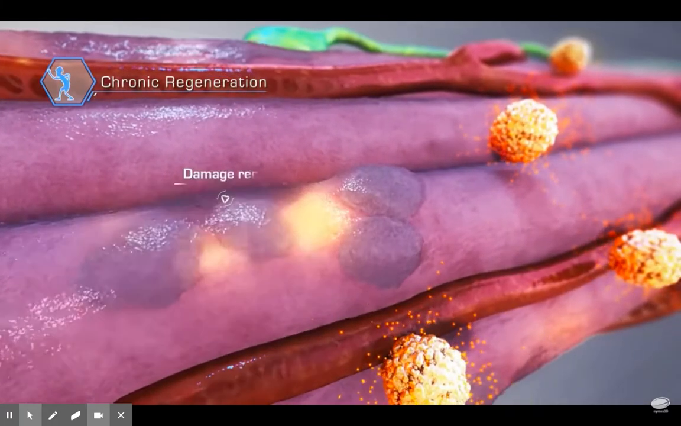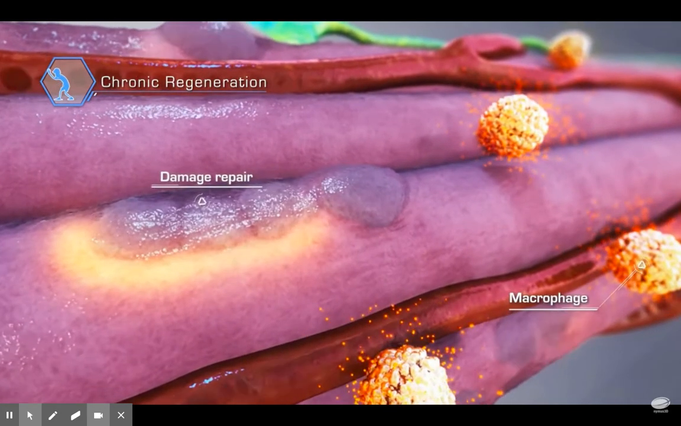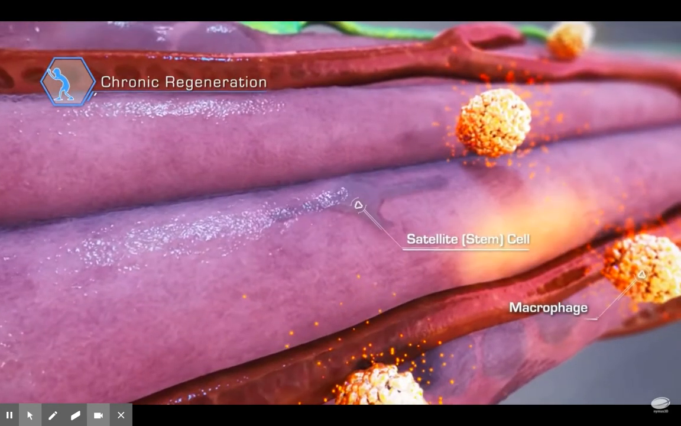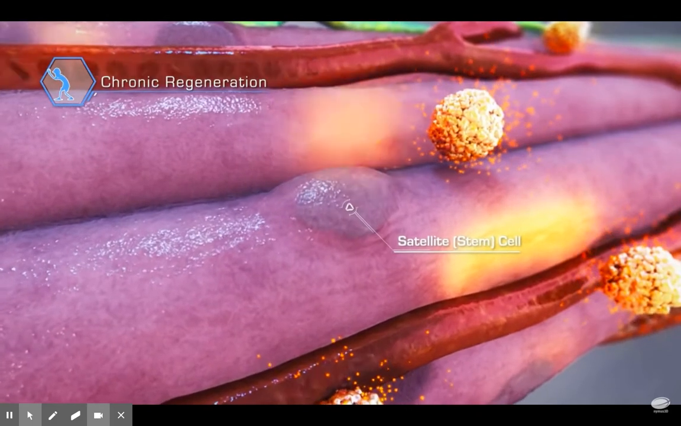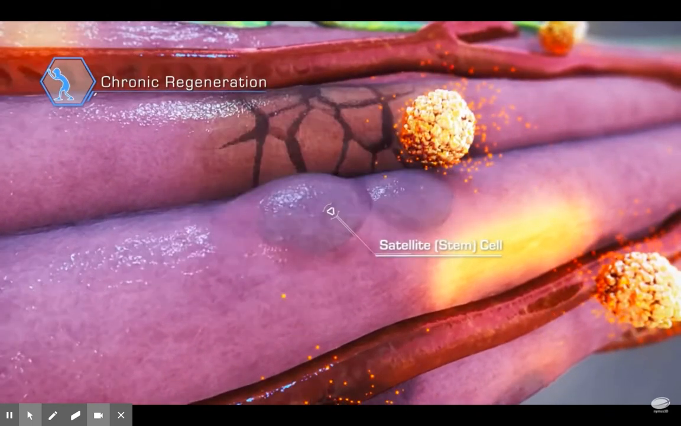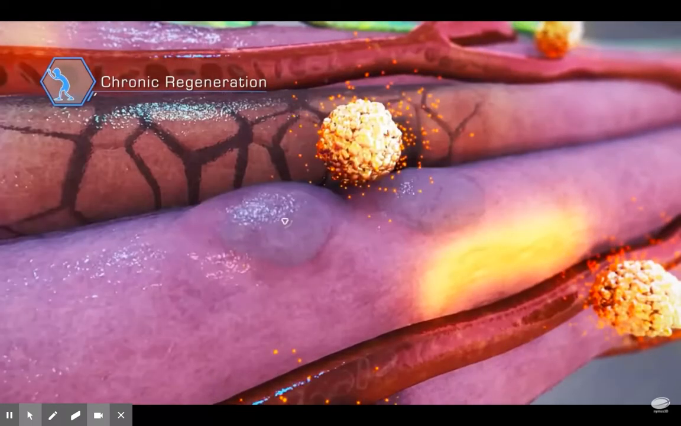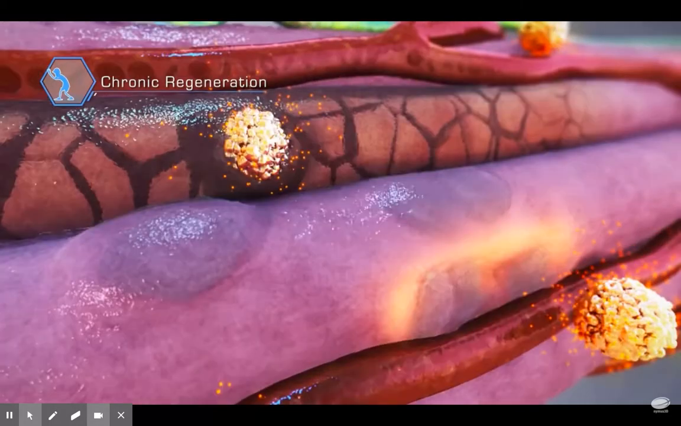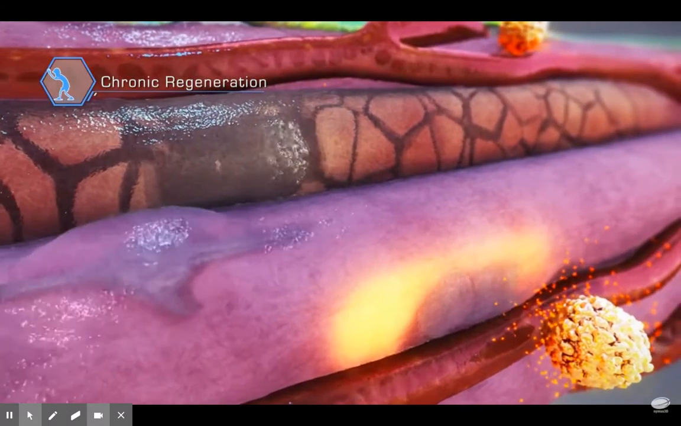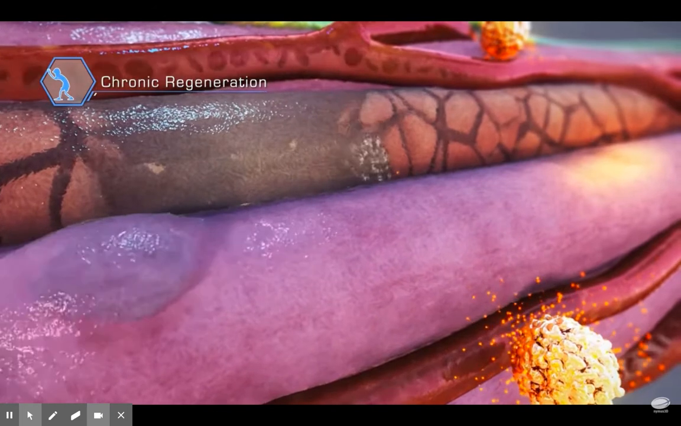A range of myopathies can trigger a state of chronic regeneration as myofibers continuously are damaged. As a result, stem cells are frequently mobilized to activate and to produce myoblasts that will repair the ongoing damage to the muscle fibers.